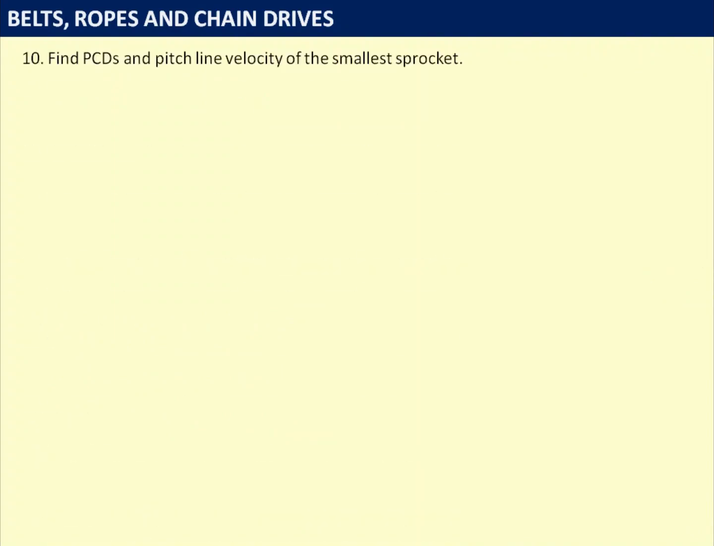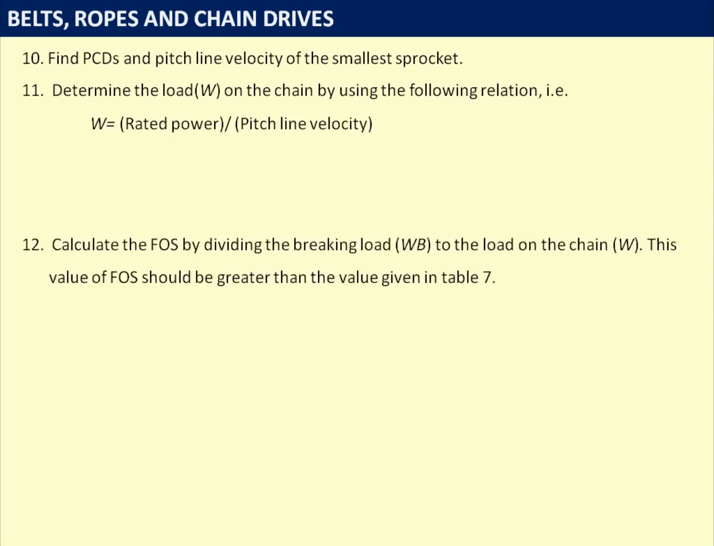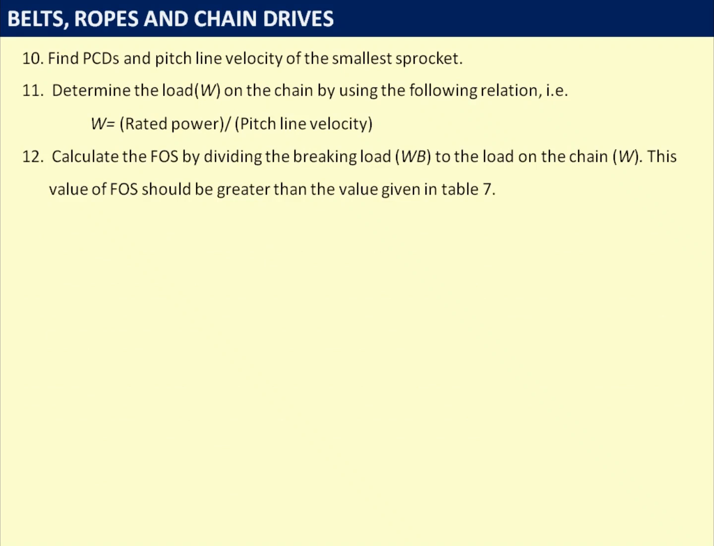Tenth step is to find the pitch circle diameters and pitch line velocity of the smallest sprocket. Eleventh step is to determine the load W on the chain using the following relation, that is, W equals rated power upon pitch line velocity. Next, calculate the factor of safety by dividing the breaking load WB by the load on the chain W, which we calculated in step 11.